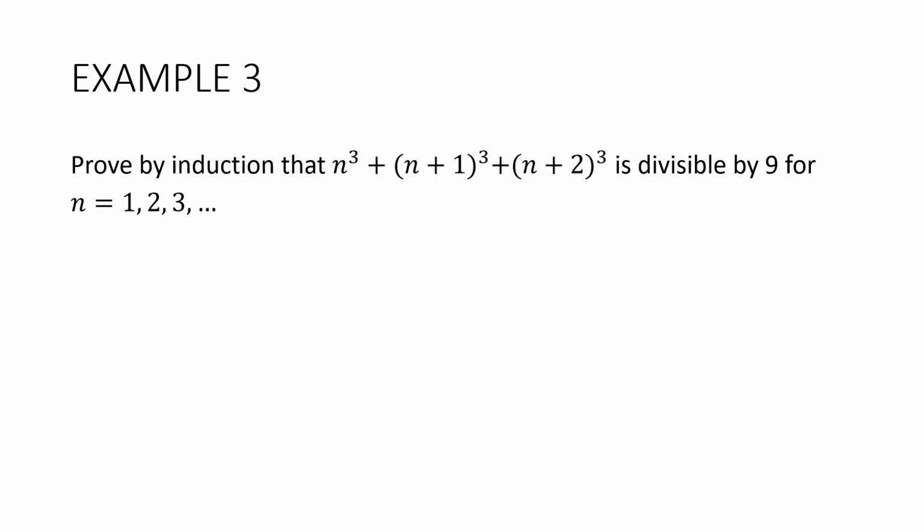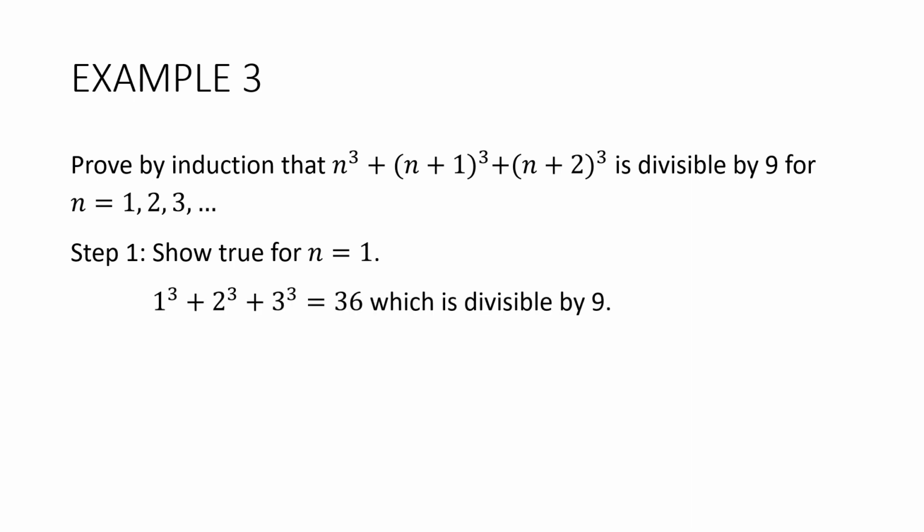Example 3. I hope you're starting to get the idea. Prove by induction that n cubed plus n plus 1 all cubed plus n plus 2 all cubed is divisible by 9 for n is equal to 1, 2, 3, etc. All right, step 1. Let's show it's true for n equals 1. We're going to substitute 1 for n. So 1 cubed plus 2 cubed plus 3 cubed is 36. It is divisible by 9. Therefore, it is true for n equals 1.